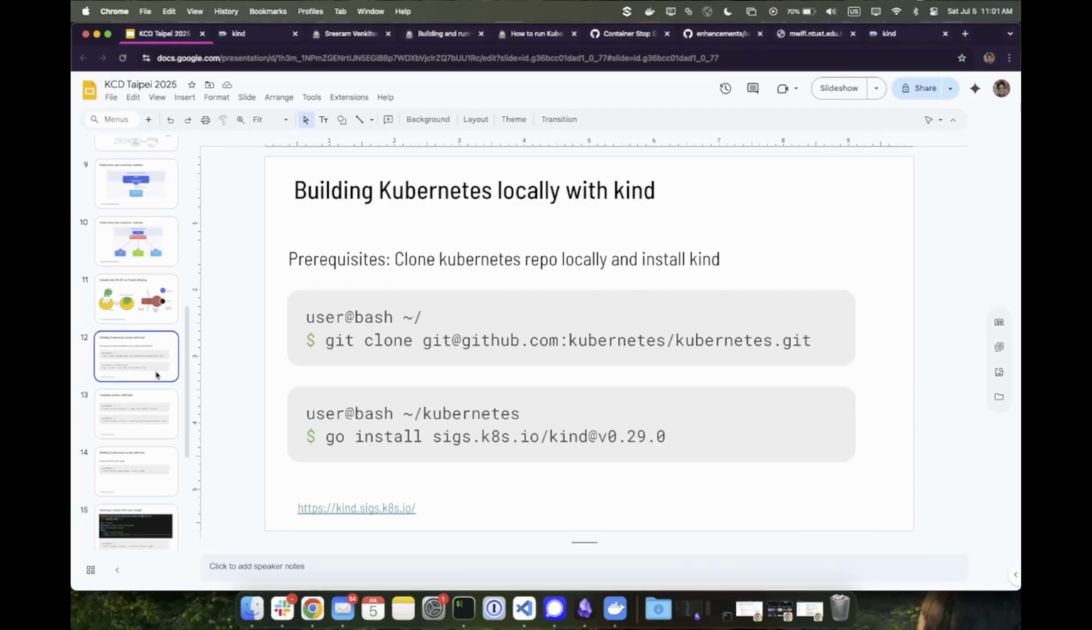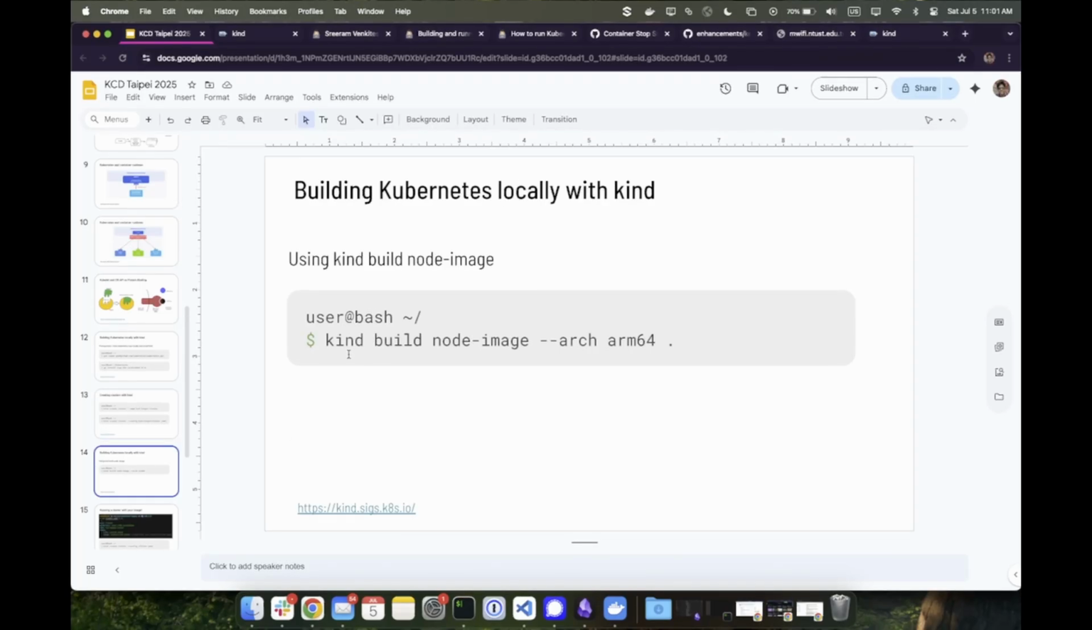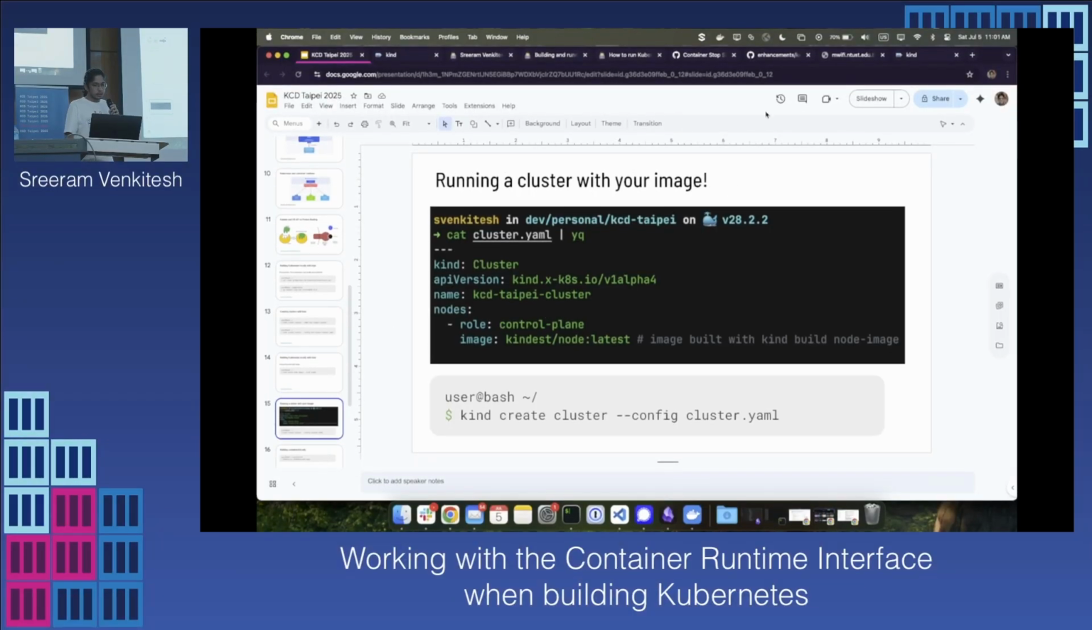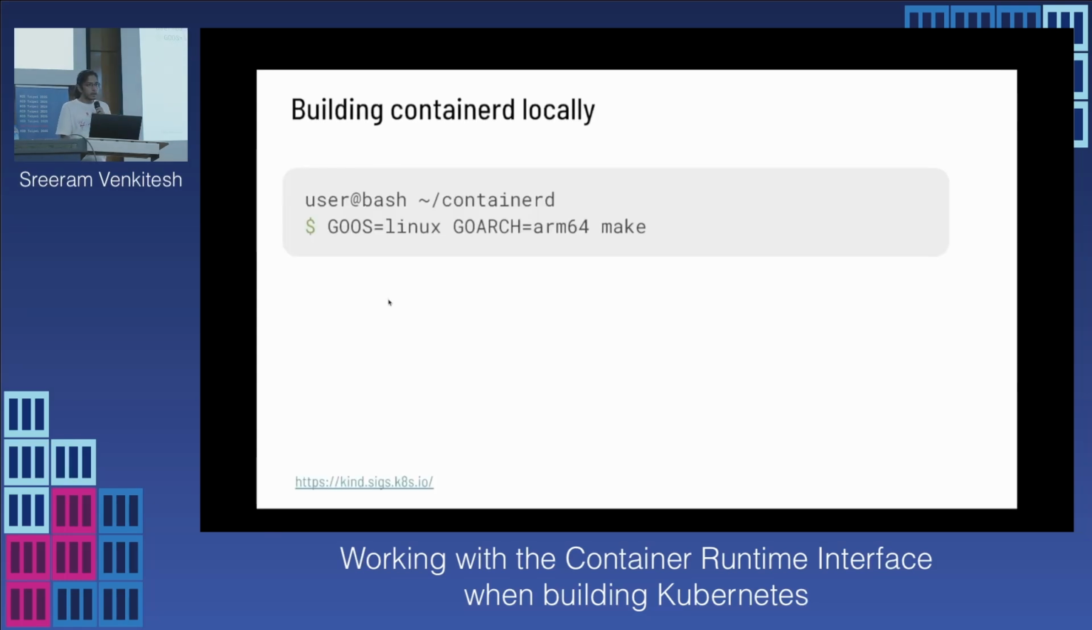So coming back to the slides, we can create clusters. We can pass a config file to the cluster, and we can build the Kubernetes source code using kind as well. And this is how my cluster config file looks, and this image is the one that we built using kind build node image. And when I create a cluster based on this config file, it has the log line inside. So that is how we build Kubernetes.